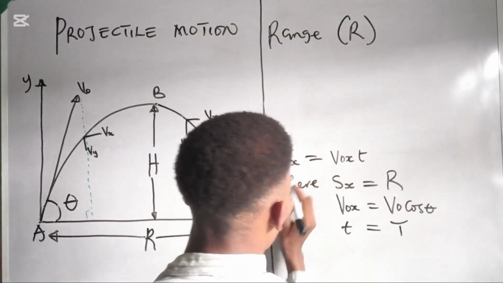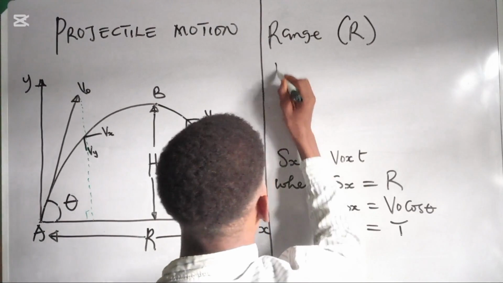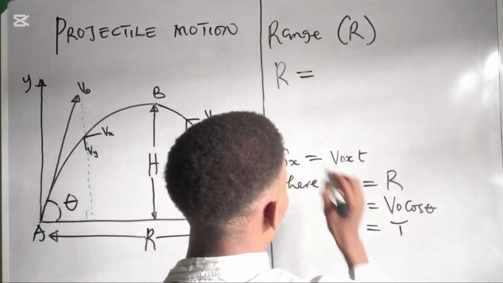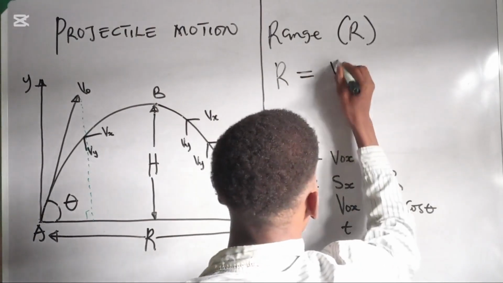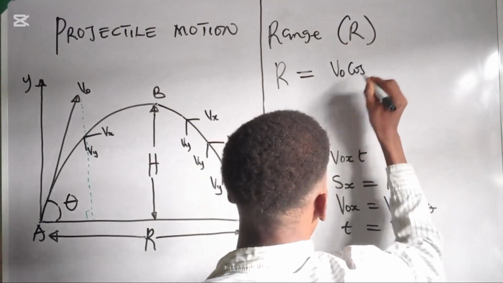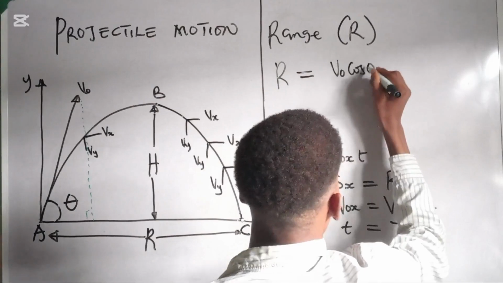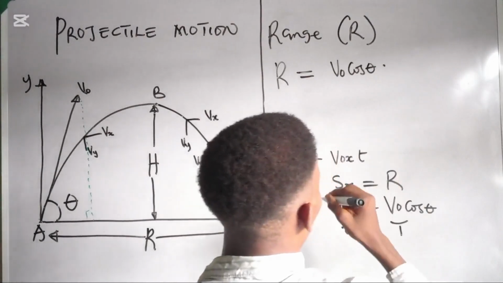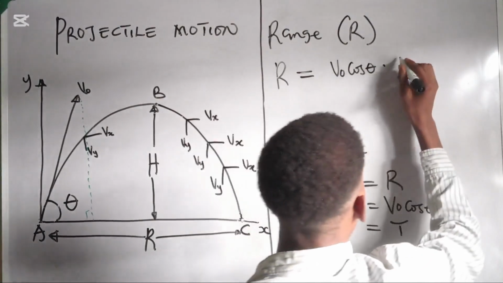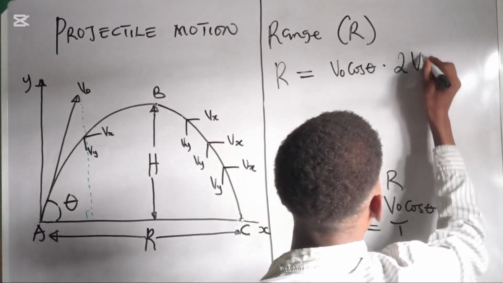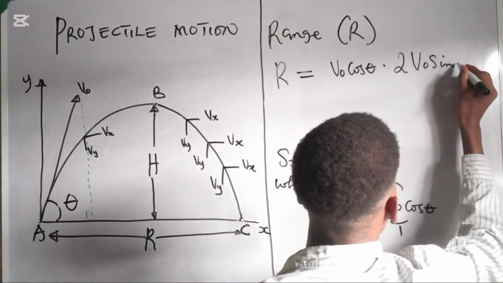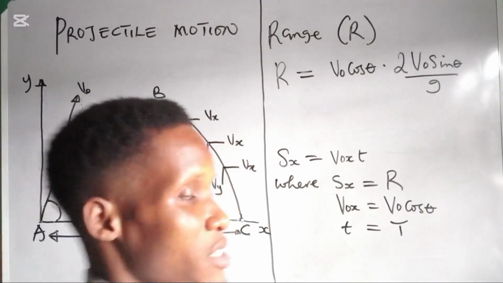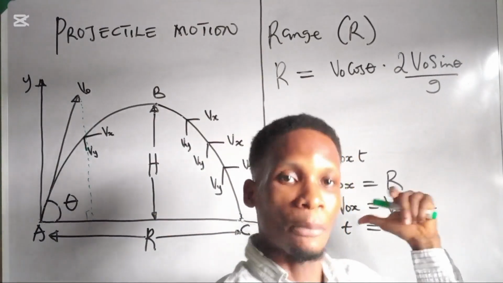And if you've already done this, now you can see that if this is the formula, it now means that R, which is the range, is going to be V naught cos theta, multiplied by the total time of flight. Our total time of flight was given to be 2 V naught sine theta divided by g. That's what we got as our total time of flight when we solved for time of flight.